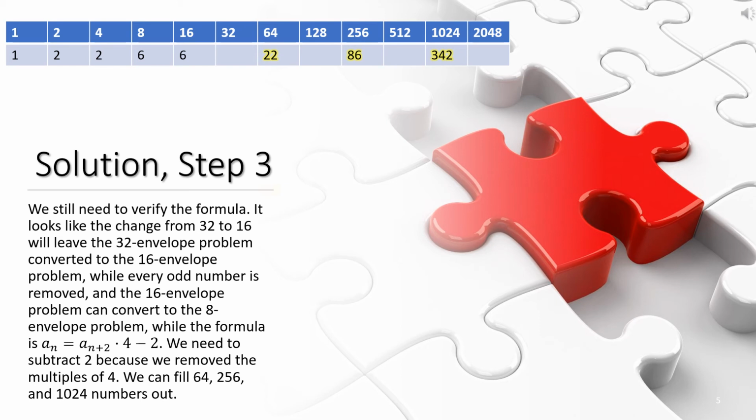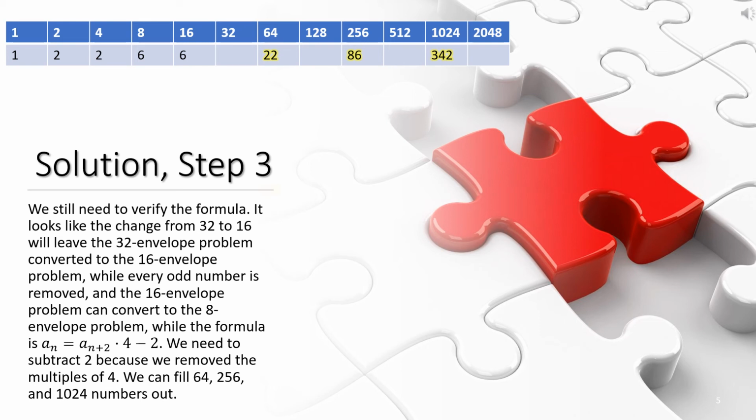Solution. Step 3. We still need to verify the formula. It looks like the change from 32 to 16 will convert the 32 envelope problem to the 16 envelope problem, while every odd number is removed.